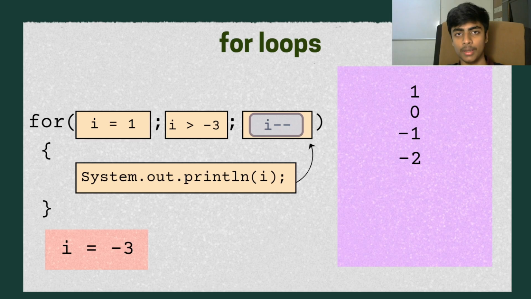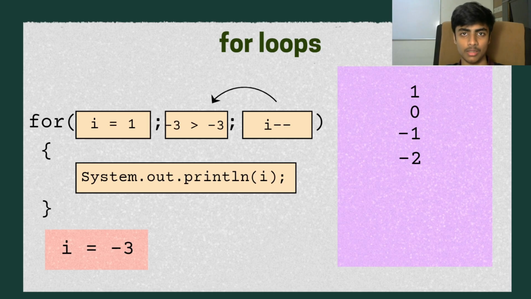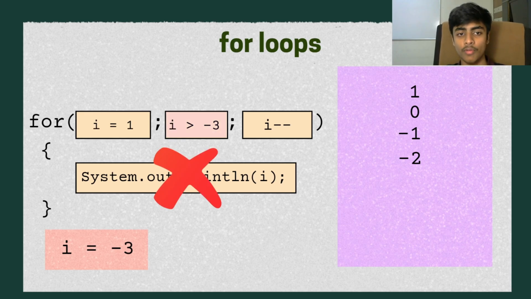From the decrement, we're going to go to the condition. Our condition is now checking if minus 3 is greater than minus 3. Our condition is obviously false. Minus 3 is equal to minus 3, not greater than minus 3. Since the condition is false, we're not going to execute this println statement anymore, and we're just going to move on to the rest of the program.